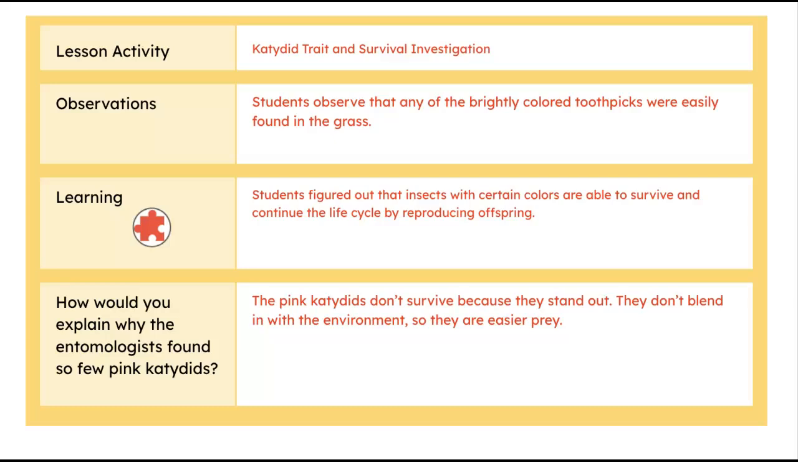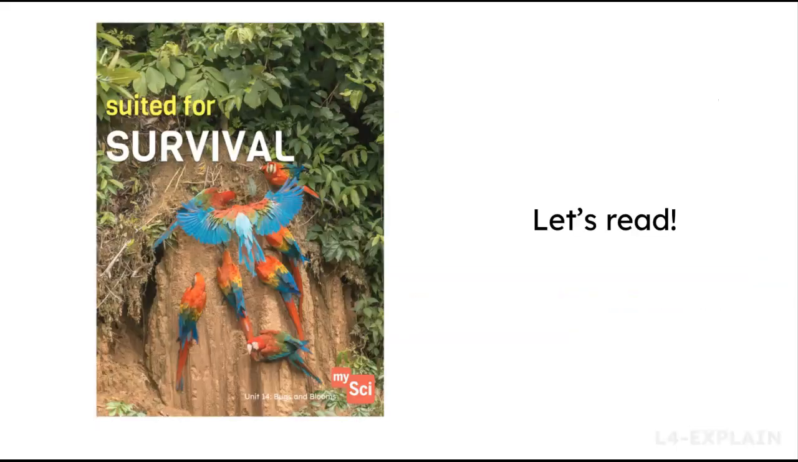You will use the discussion to create the Lesson 4 summary chart. From the discussion, students should understand the pink katydids don't survive because they stand out. They don't blend in with the environment, so they are easier prey. During the discussion, you'll have students read Suited for Survival.